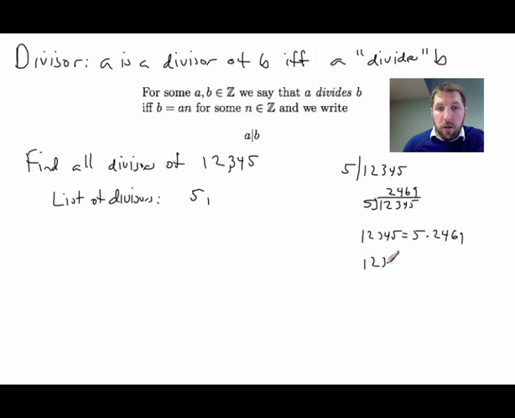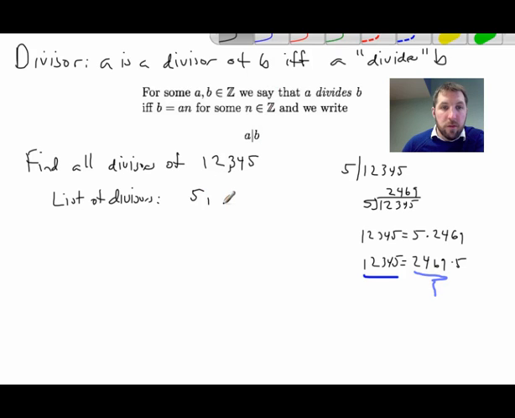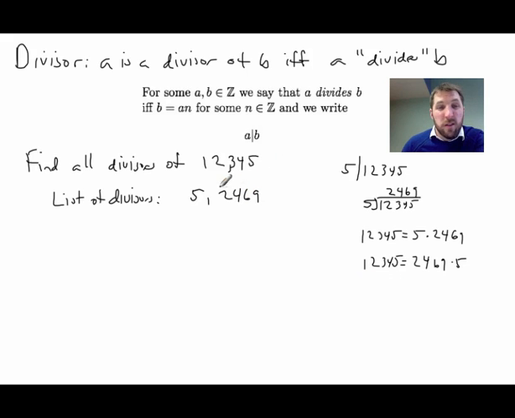Hopefully you notice that this sort of gives us a freebie. If we switch the order around, we get 2,469 times 5, and that means that in particular we have that 2,469 also divides 12,345. So in our list of divisors we can say 5 and 2,469, and let's keep trying.